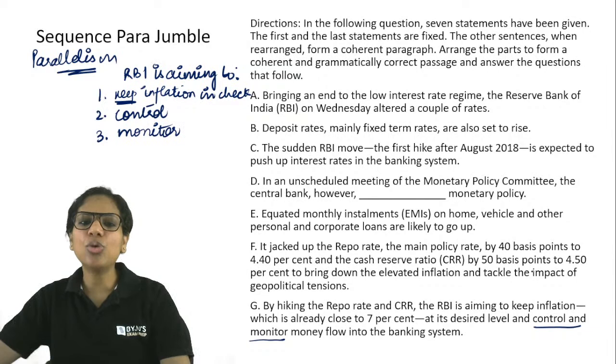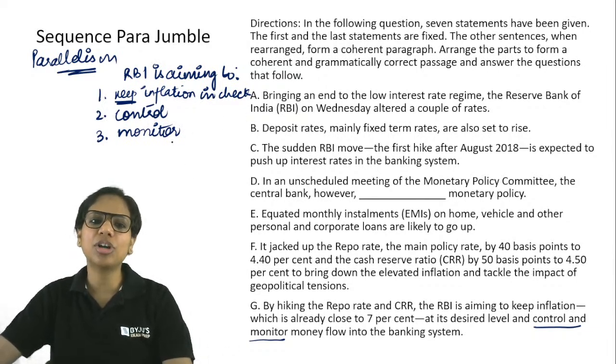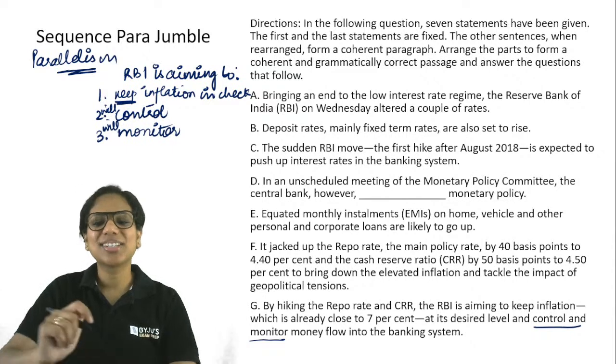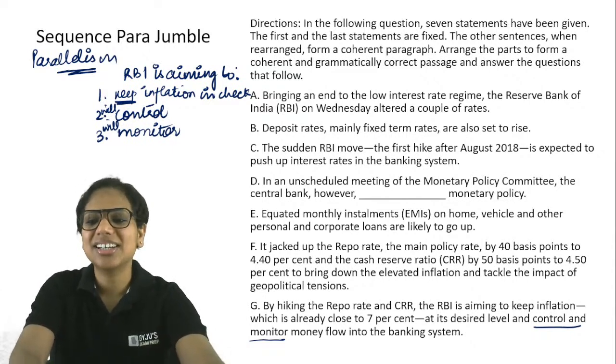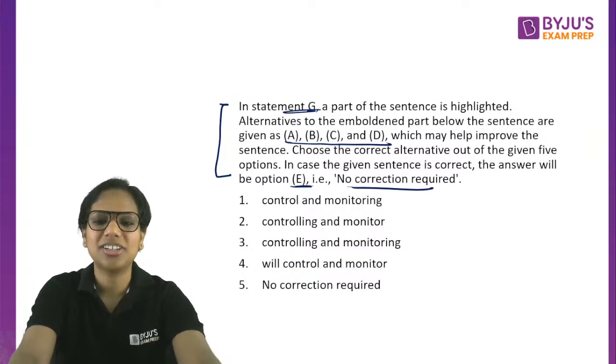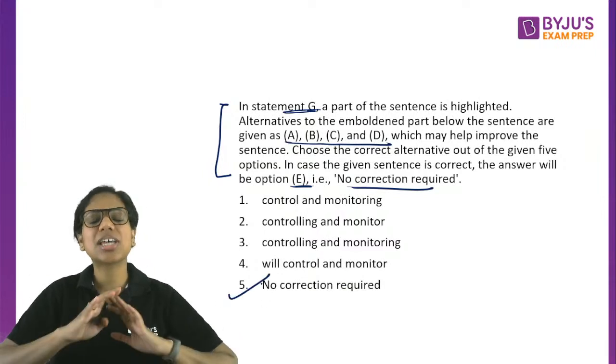So when aiming to has come, can I say aiming to will monitor, aiming to will control? Can I say that? Is there room for will? Aiming to will control? Not at all. So the answer here is 5. No correction required. Good, Swati. The original sentence was absolutely fine.